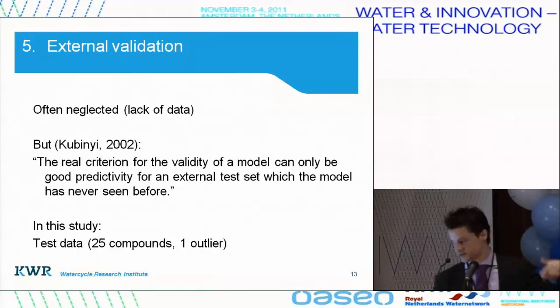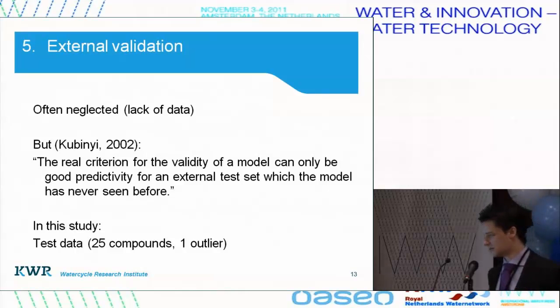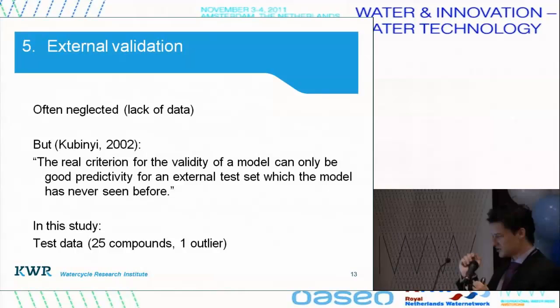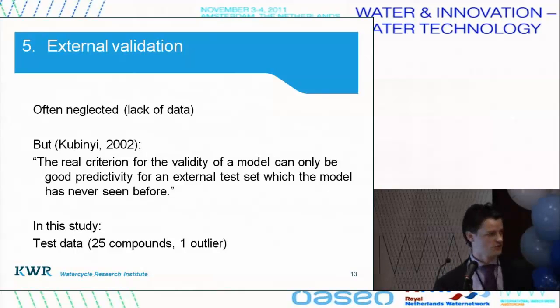And I will show that after this slide for our example. The fifth step is to do the external validation, which is often neglected, but I would like to stress that it's really important. As one of the famous QSAR experts says, external validation is the real criterion to get a good result. It's often neglected because there is not much data available, but you should really do that, because otherwise you can get a QSAR, but you don't know if it will work.